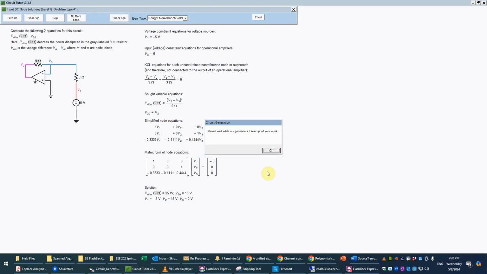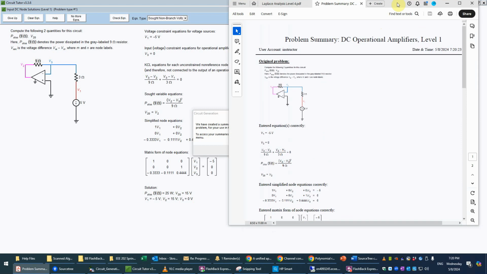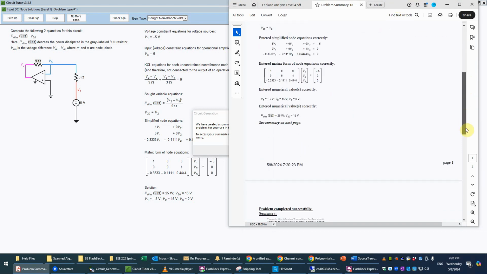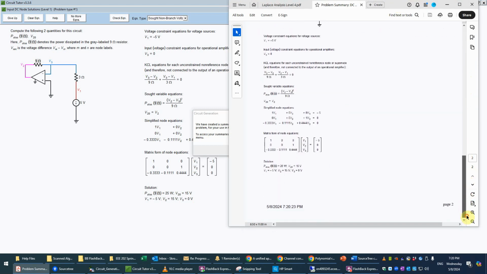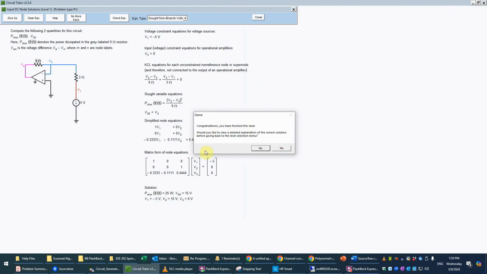And that will generate a PDF transcript of your work, which is being shown here. And basically that'll show all your correct and incorrect steps. The incorrect ones will be in red if you made any mistakes, but basically it'll show you the complete solution to the problem. And we can always access that from the review work module.